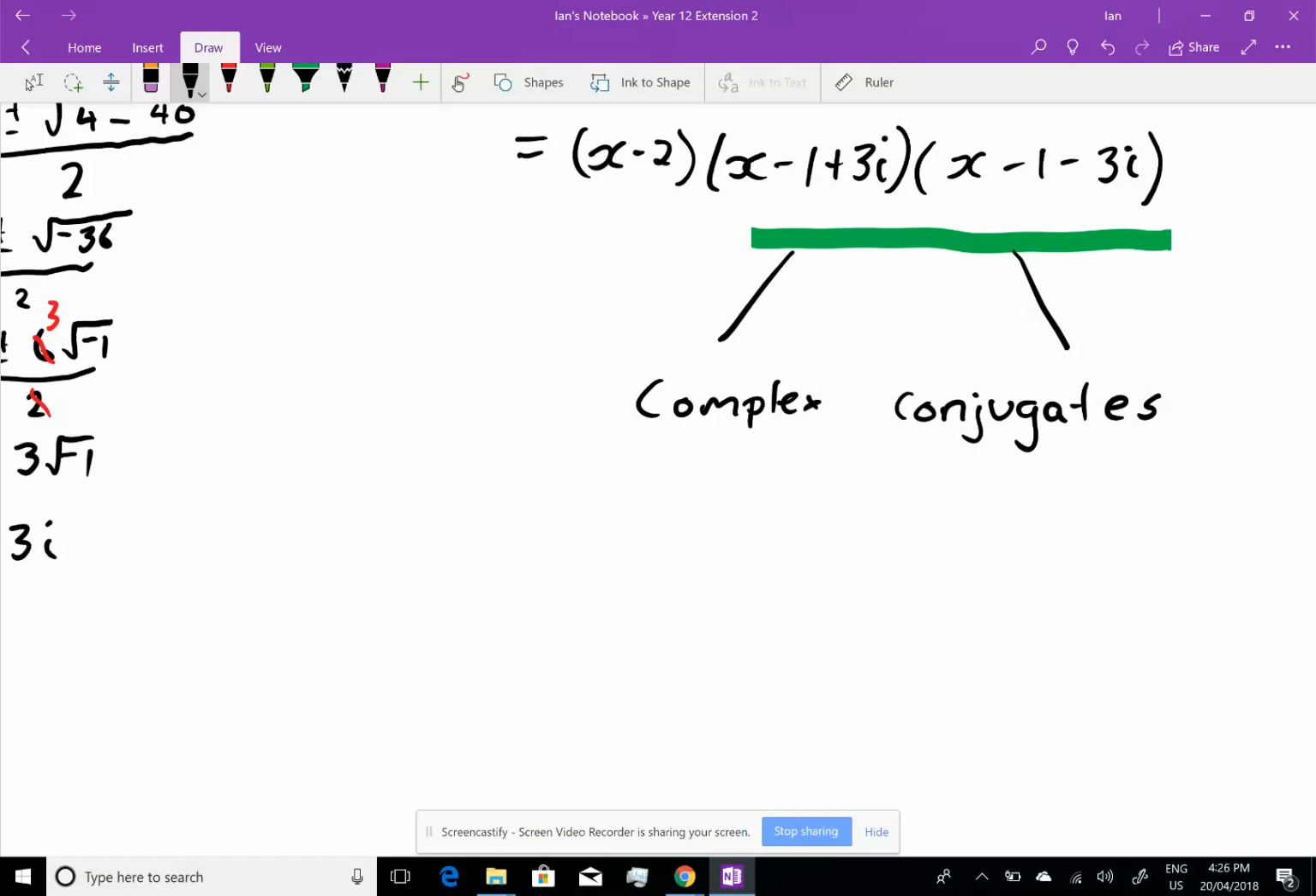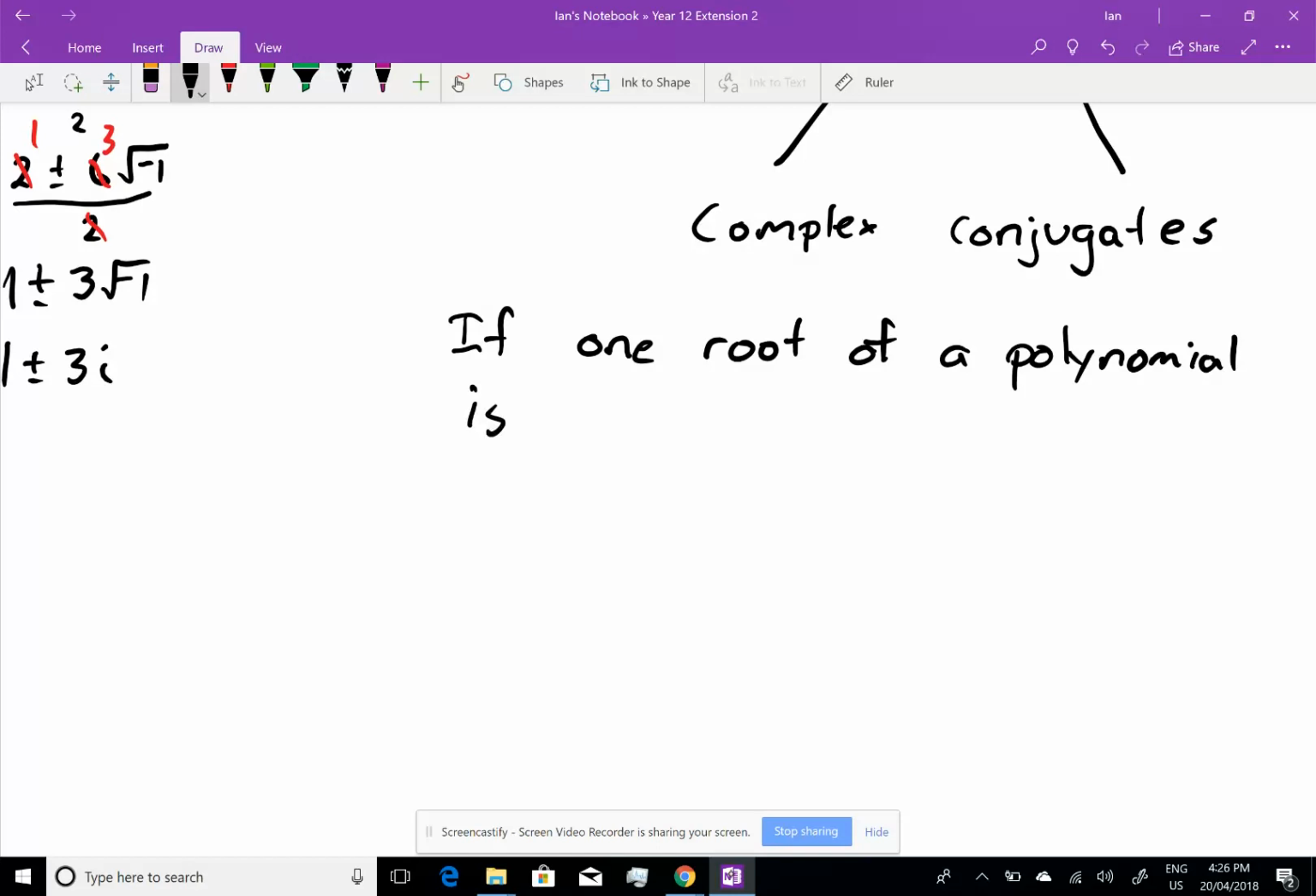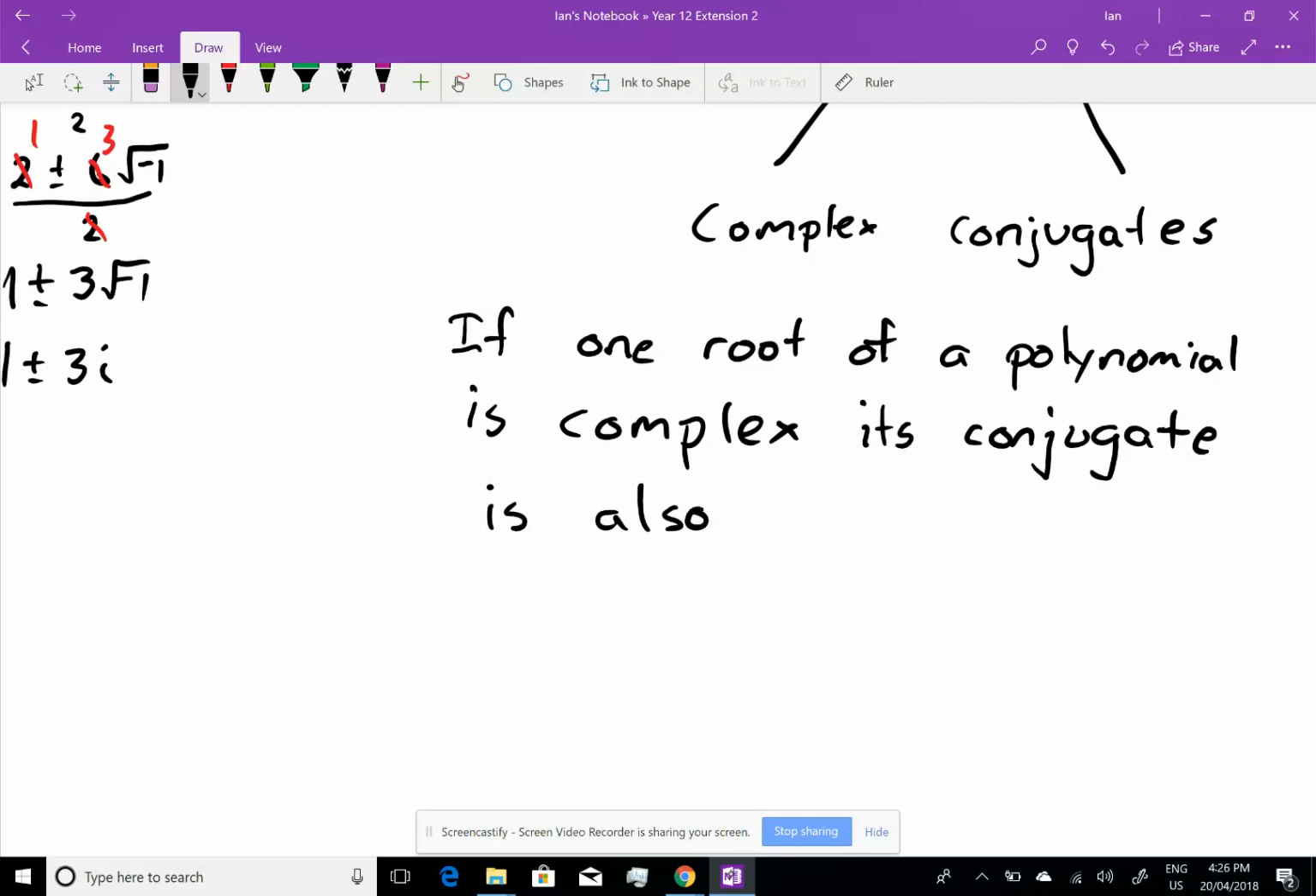And we already knew that. So our first bit of notes will be: if one root of a polynomial is complex, and we've already done this in complex numbers, if one root of a polynomial is complex, its conjugate is also a root.